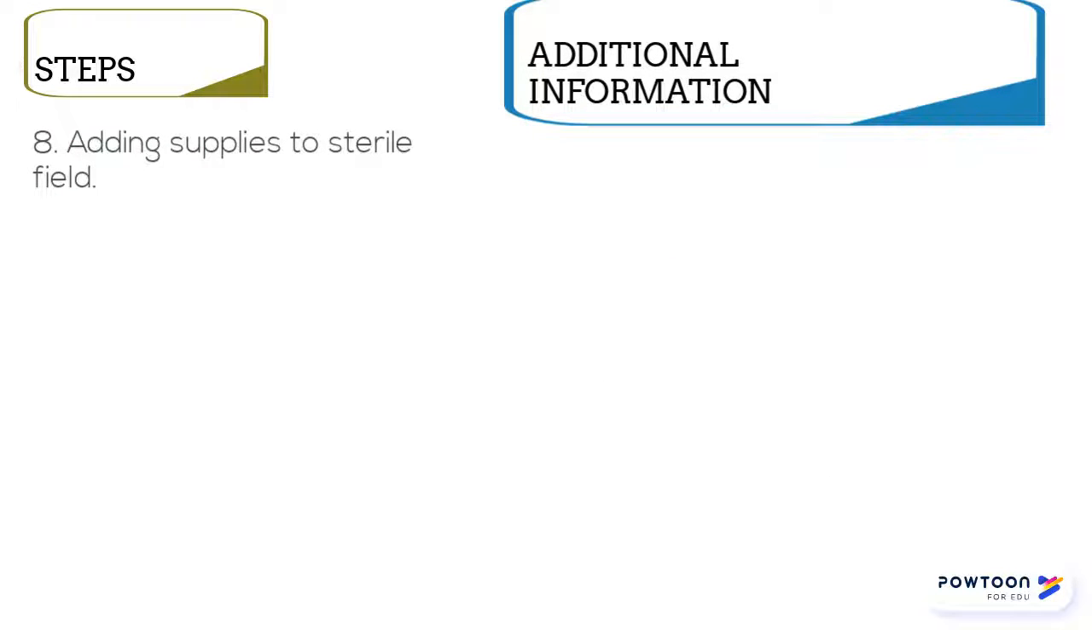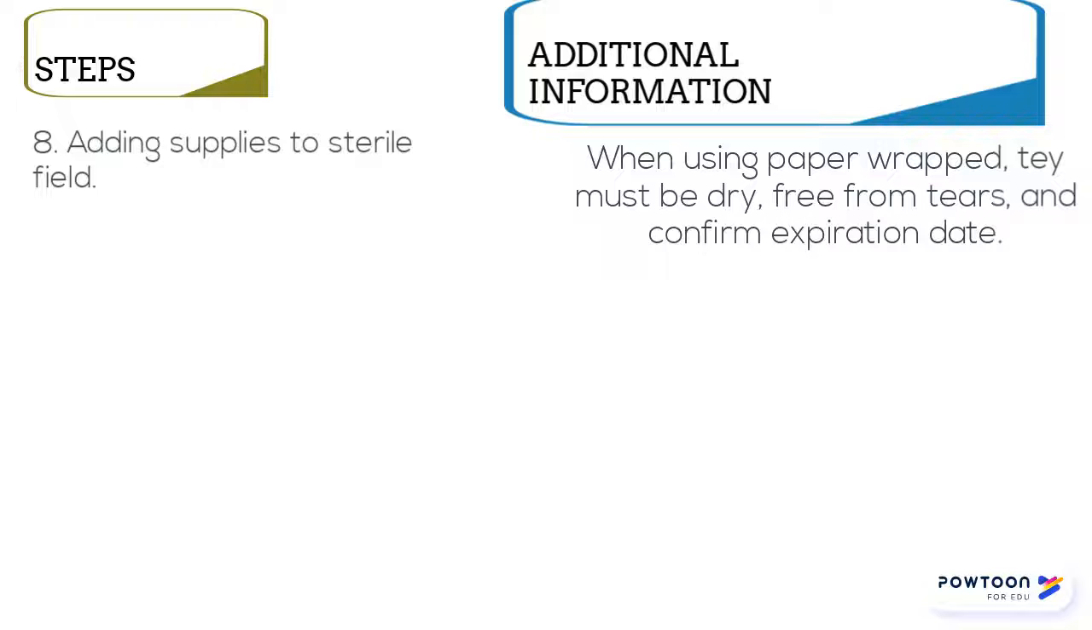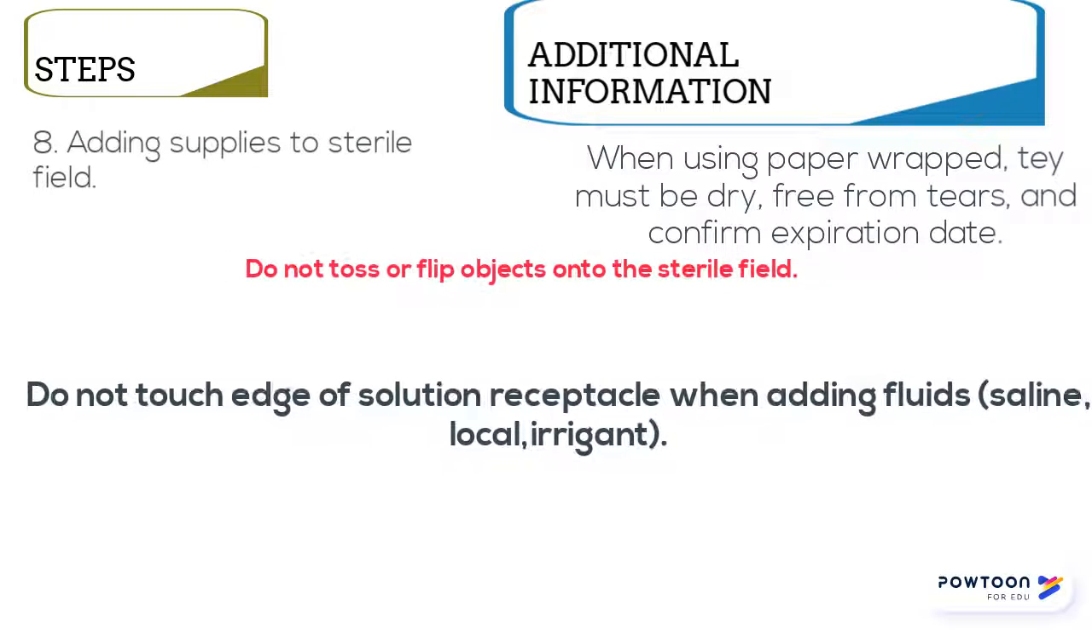Sterility must be maintained when adding items to a sterile field. We can open packages and lightly drop them onto the field, but we cannot touch the field. We do not toss or fling anything onto the field. When we add fluid to containers, we're careful not to touch the receptacle edge.